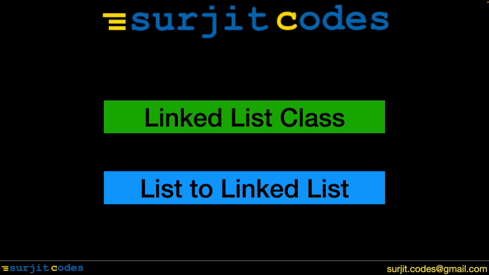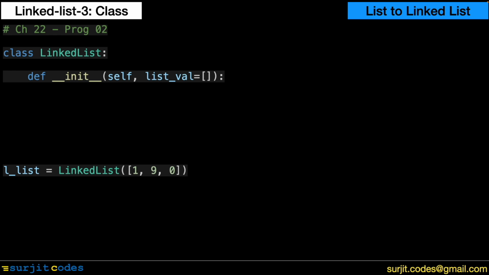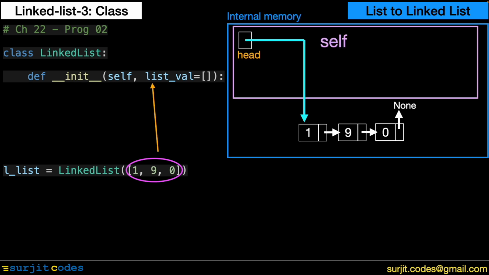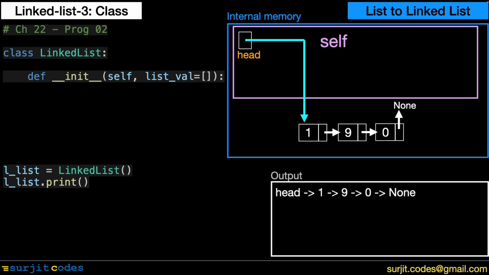We can obtain a linked list from a list. This is possible by modifying the init function of the class, which takes a list of values as the parameter. For example, 1, 9, 0 is the list that will produce a linked list object as shown. We name it here as list, which on printing gives this output.